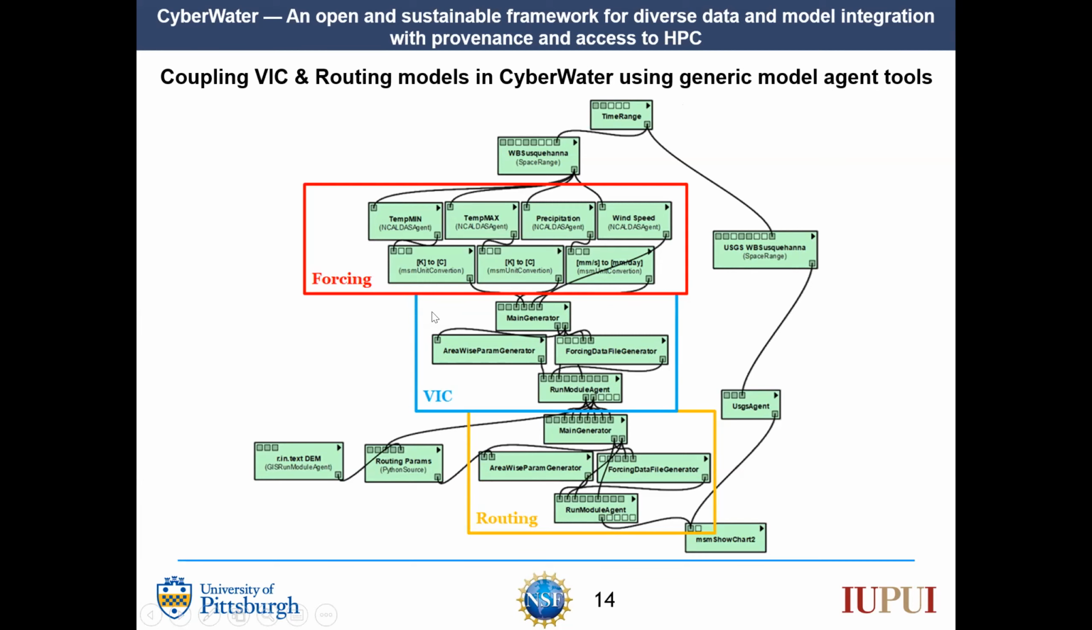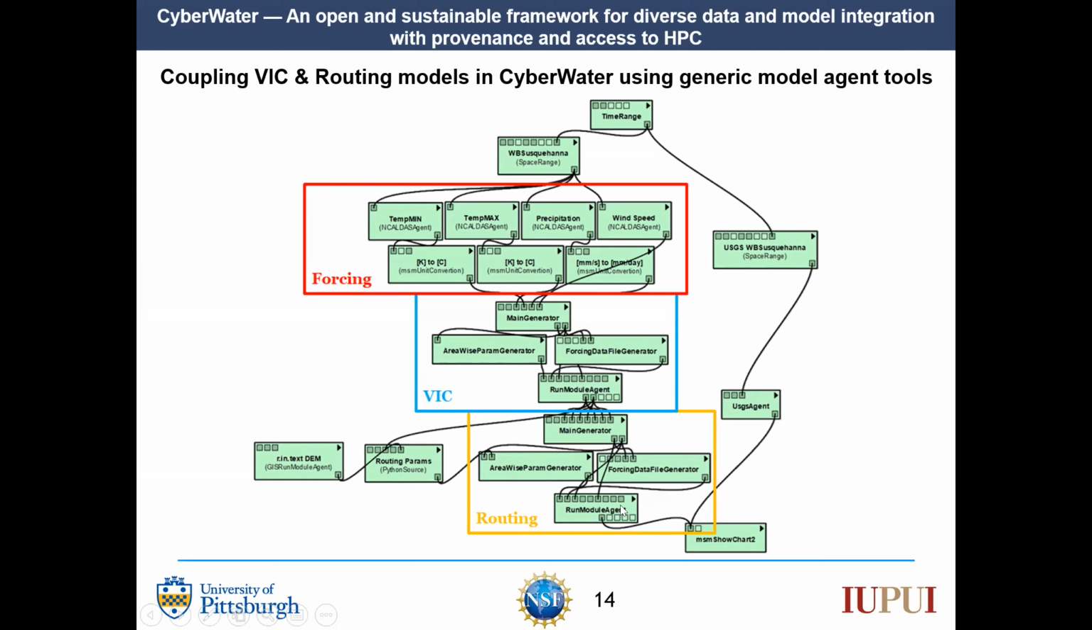So here, if we look at the modules inside the blue box, these are the modules provided by the generic model agent tools. Basically, you use these modules and connect them together, and these modules work together to provide functionalities that are equivalent to the VIC model agent. In other words, you use these modules provided by this model agent tool to construct your own model agent. And in this case, your constructed model agent is shown by the modules inside the blue box.